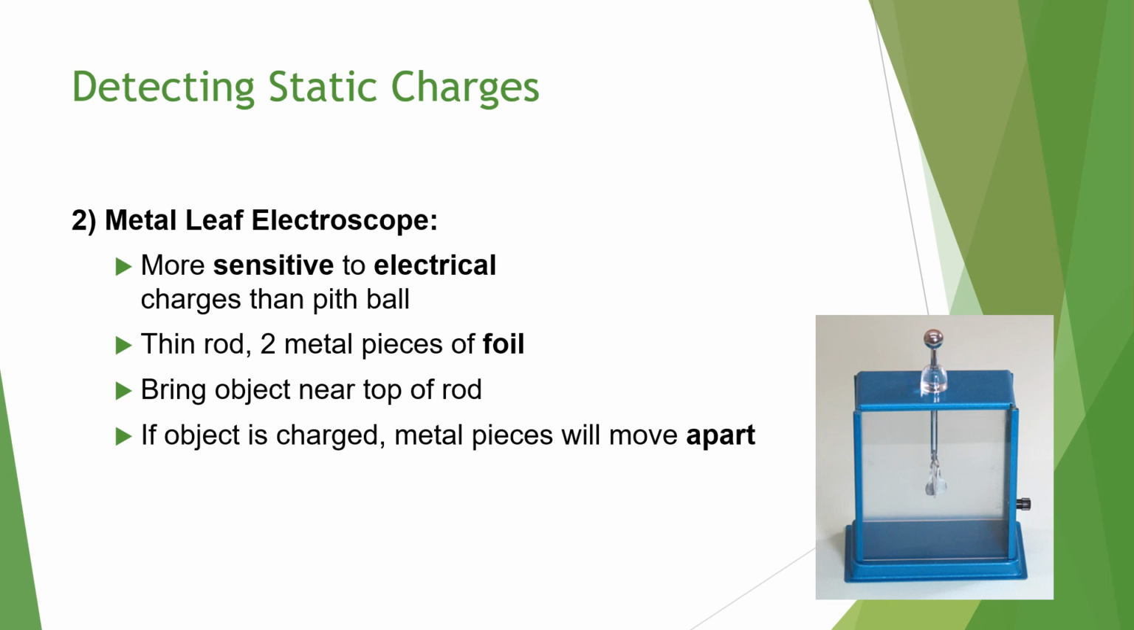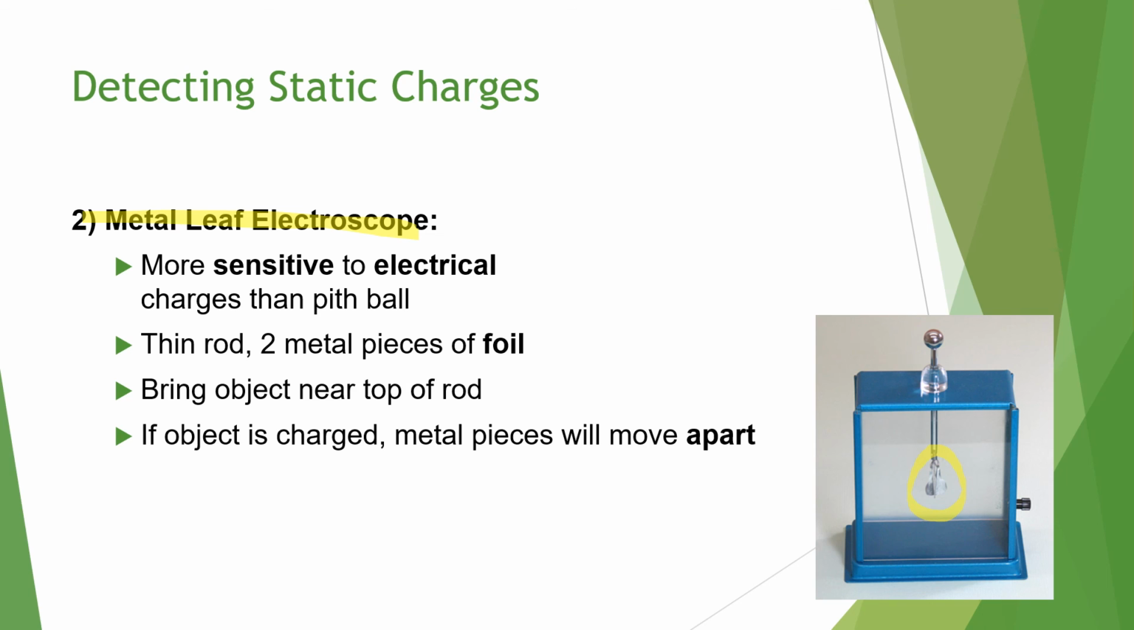And lastly, you can detect static charges by using the metal leaf electroscope. So we've talked a little bit about this so far. This is more sensitive to electrical charges than a pith ball. It is a thin rod with two metal pieces of foil. So at the bottom here, guys, there are two metal pieces of foil. If you bring an object near the top of the rod, this can help determine if the rod is charged or not. If the object is charged, the metal pieces will move apart.